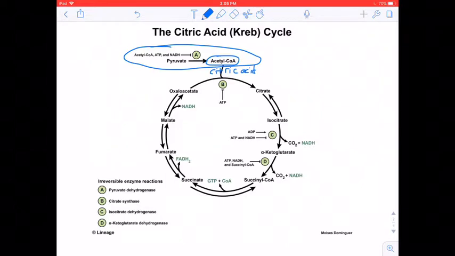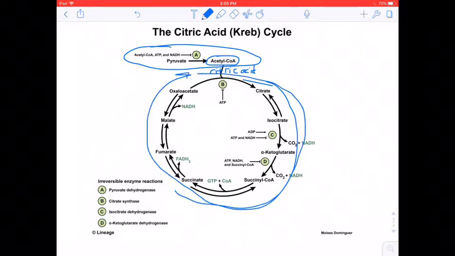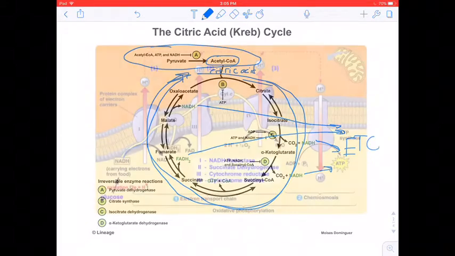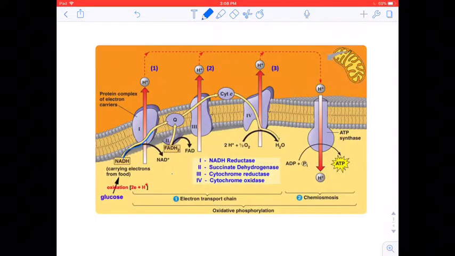The remainder of the chemical energy is transferred to NAD plus and FAD to make NADH and FADH2, which are reduced coenzymes. They carry higher energy electrons to the electron transport chain. Overall, the Krebs cycle releases 6 NADH, 2 ATP, and 2 FADH2, and CO2 as a waste product. So we can see here that it is a cycle, and the NADH, the FADH2 all leave and enter the electron transport chain.